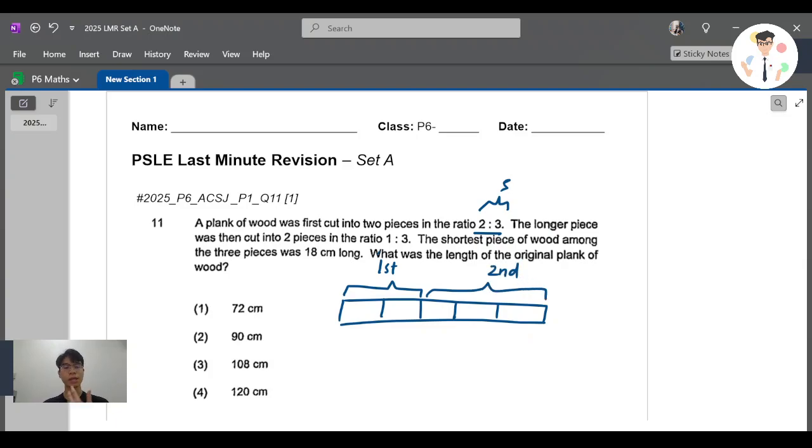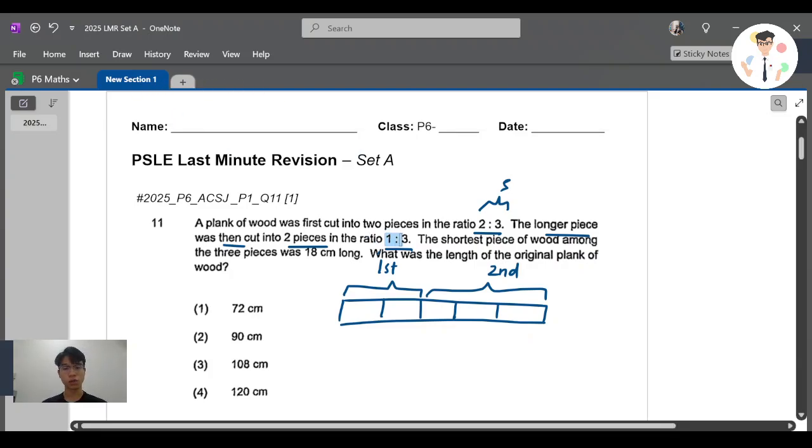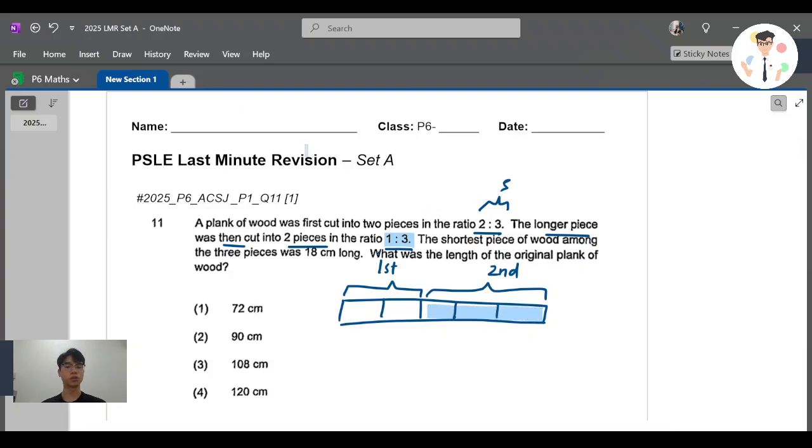Okay, now what happened is the longer piece, which is the second one, was then cut into two pieces in the ratio of 1 to 3. Let me just highlight this. 1 to 3 means that this part is supposedly divided into 1 to 3. But if you look at it carefully, 1 to 3 is actually 4 units, but here it is actually 3 units. So it means that I need to cut. But how should I be able to cut?